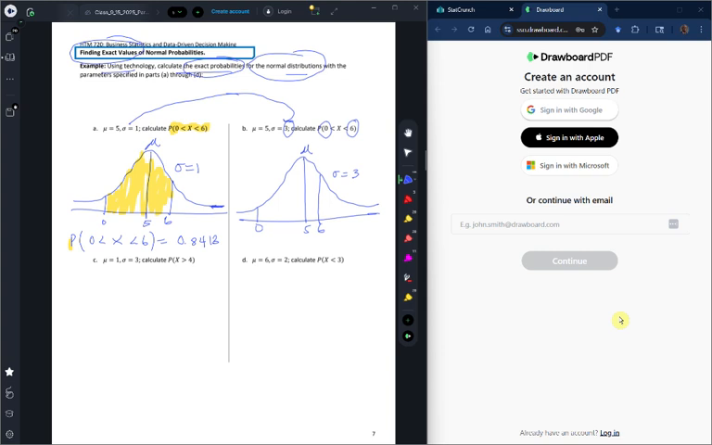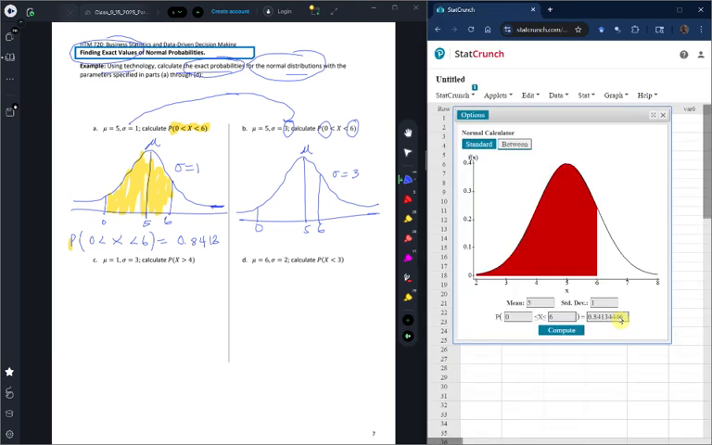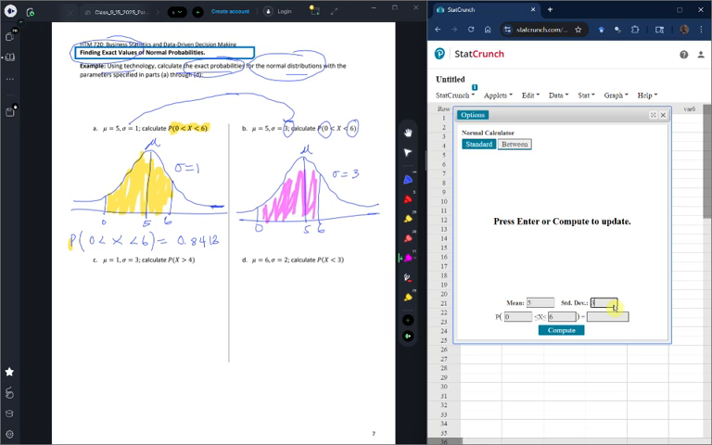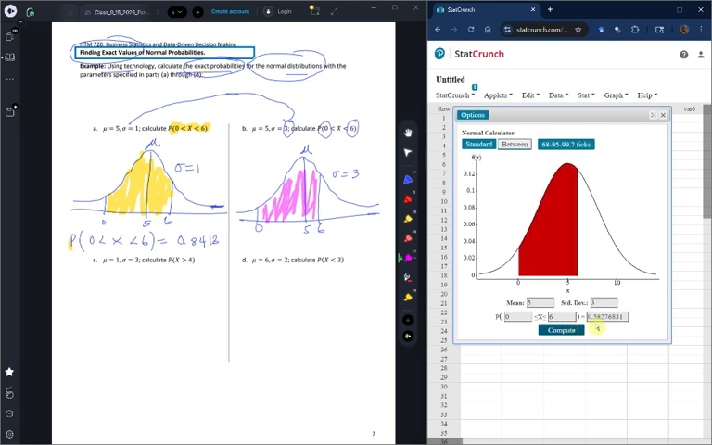So again, I'm interested in the area between those two values. And what would that be? I'll only need to change the value of 1 to 3 and compute. And you'll notice that I have a totally different value from what I got earlier. So it is important to be careful when we plug in the values for the parameters. So you have 0.5828.